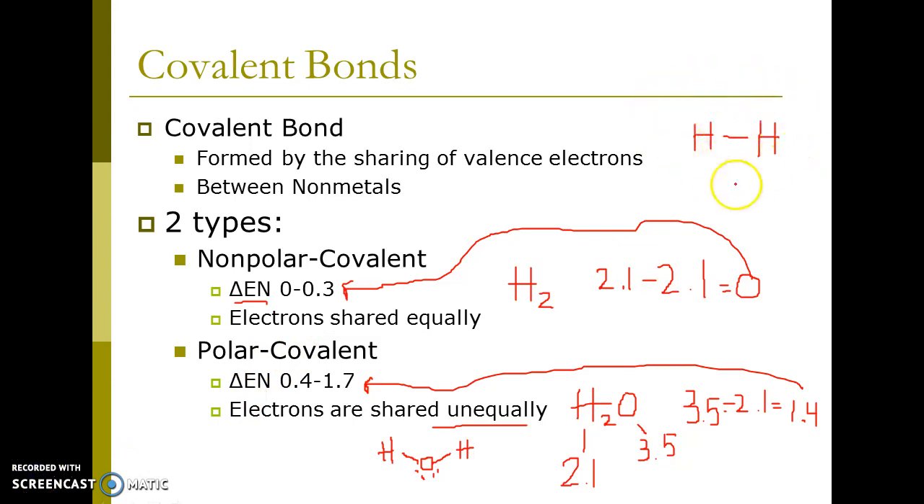Here, we can see 2 hydrogen atoms bonded together. Notice how there are no extra valence electrons surrounding these hydrogen atoms. Therefore, they are sharing all of their electrons equally, which makes it a nonpolar covalent bond.